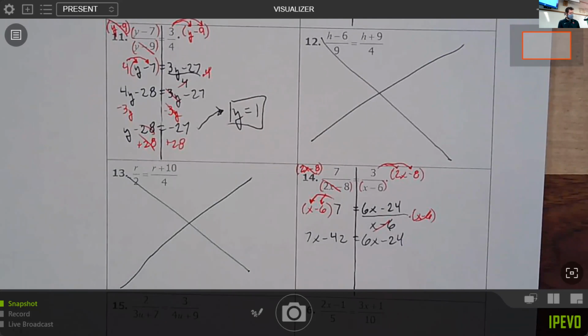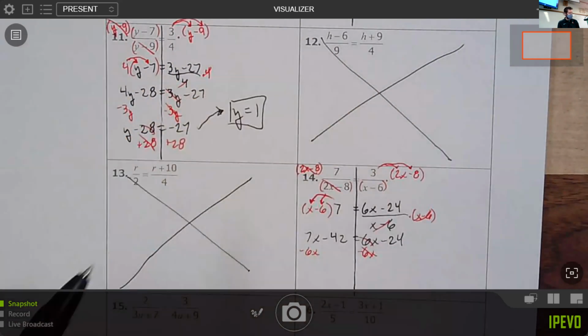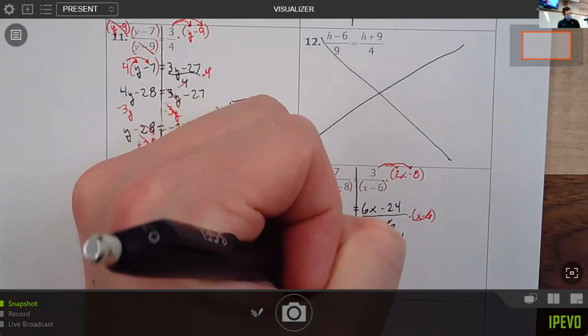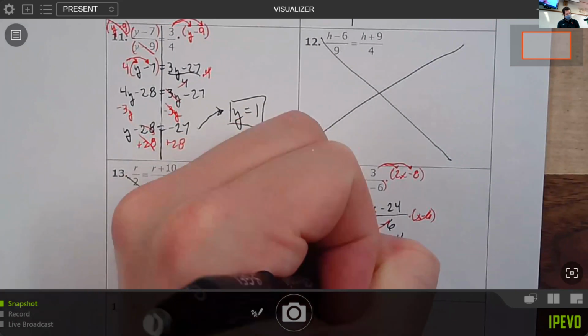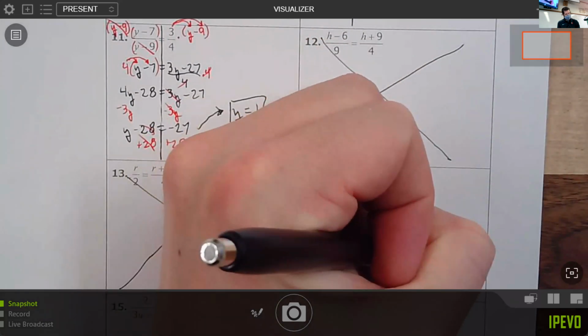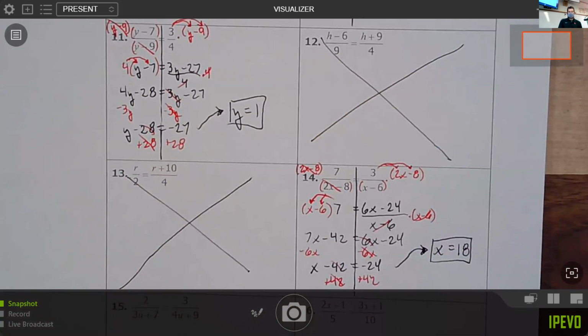Something else kind of convenient happens on this one. When we subtract 6x from both sides to get everything with an x to one side, same thing happens as on number 11. 7 minus 6 leaves us with 1x, and 1x is the same as x. So that's x minus 42 equals negative 24. And the last step, plus 42. So x is equal to positive 18. x equals 18 for number 14.